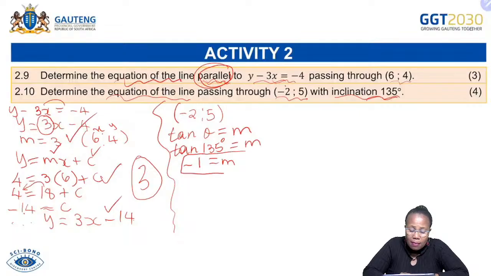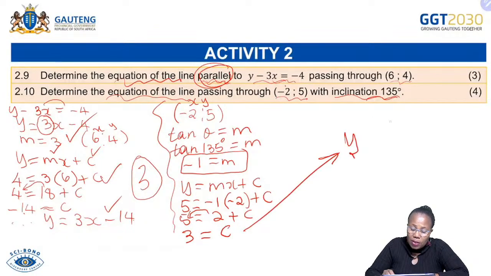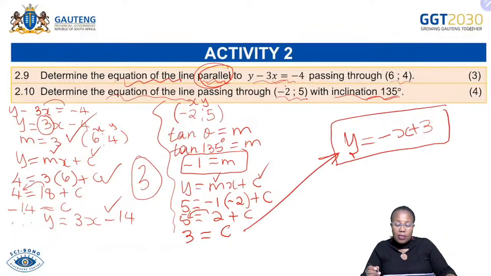If we have m, we have a point which will be our x and y. We can go y is equal to mx plus c. What is y? 5. Gradient, -1, x, -2, plus c. 5 equals -1 times -2, which is 2, plus c. Therefore, c is equal to 5 minus 2, that is 3. So the equation of this line will be therefore y equal to, substitute m, -1, x, substitute c, that is plus 3. Grade 12. Therefore, that is the equation of that particular line.